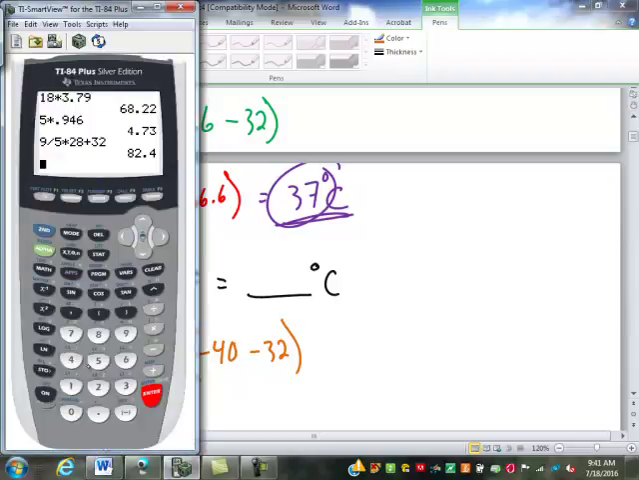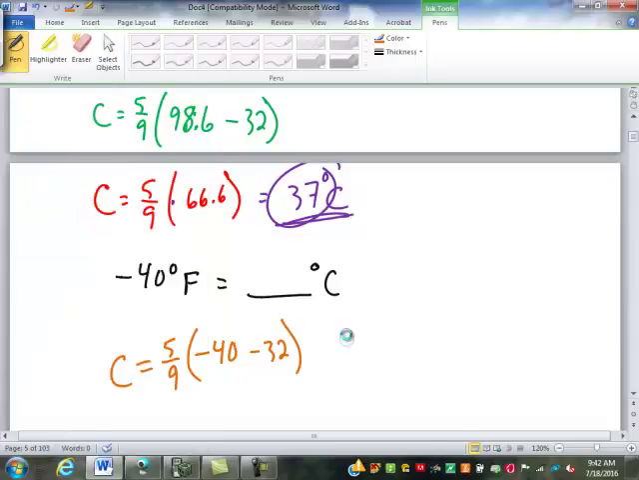So you punch this in: 5/9, so 5 divided by 9, times, in parentheses, negative 40 minus 32. Hit equals, and I get negative 40. Negative 40 is the one temperature that's exactly the same on both scales. So negative 40 degrees Fahrenheit should come out to be negative 40 degrees Celsius. How many of you got that one to come out?